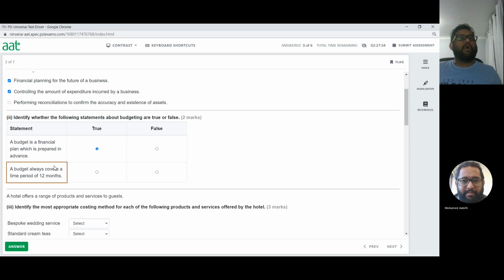Why? Because they say always, which puts a restriction on the budgets you may have. You may have budgets for different periods.